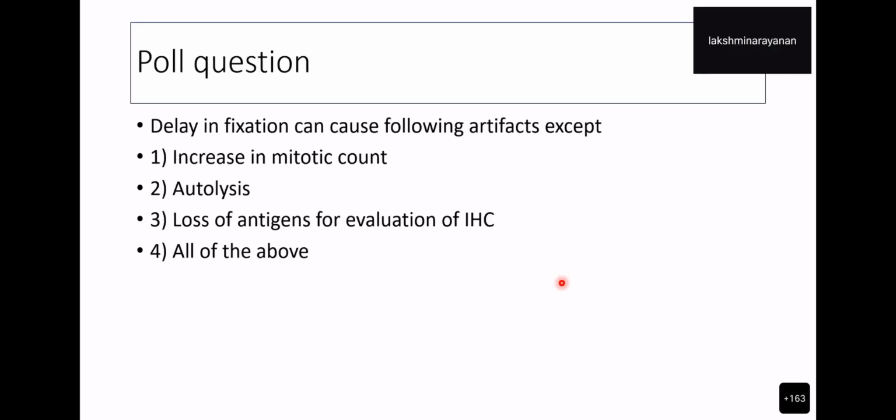So let us take a poll question again. The question is, delay in fixation can cause the following artifacts, except: increase in mitotic count, autolysis, loss of antigens for evaluation of IHC, and the fourth is all of the above. So let us wait for a few seconds so that our attendees can answer this question.